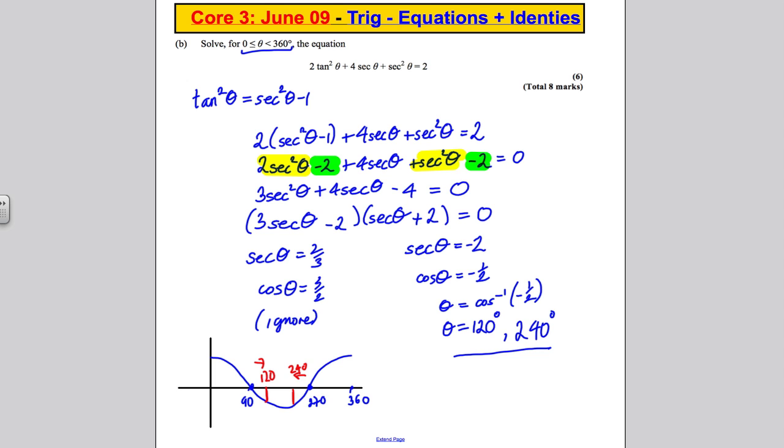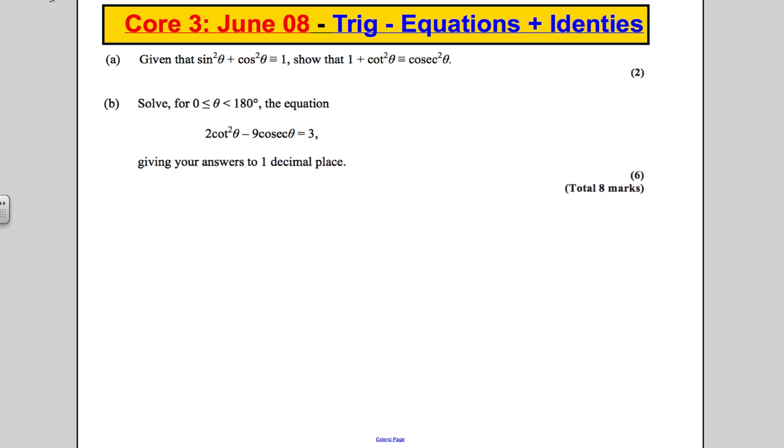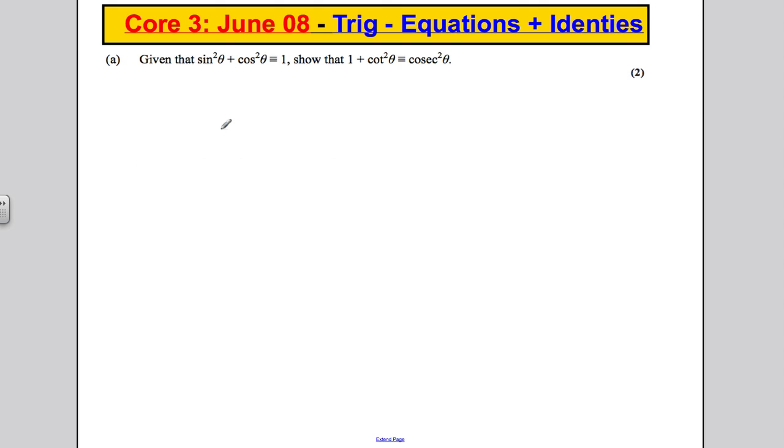Pause the video, have a go. Okay, working through, again we're asked to show an identity. We know that sine squared theta plus cos squared theta is equal to, or identical to, 1, and we want to show this. So what we can do is divide everything we see by sine squared theta.